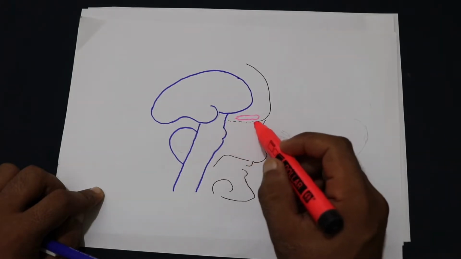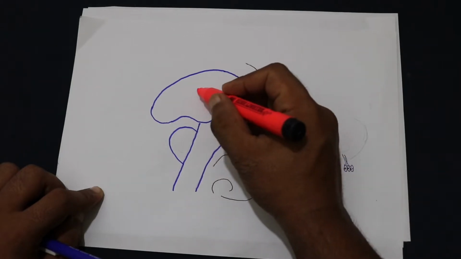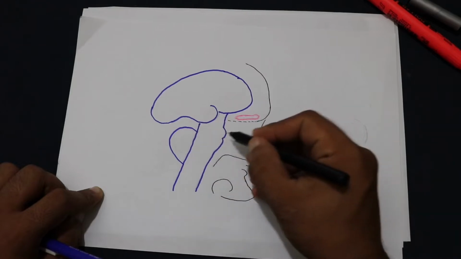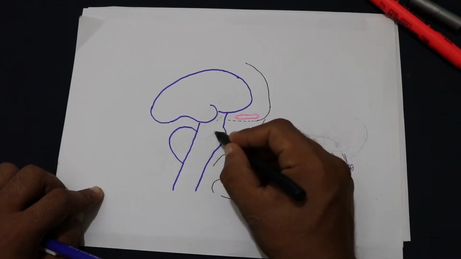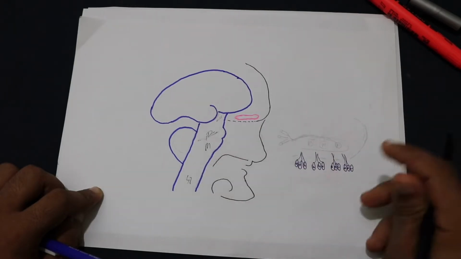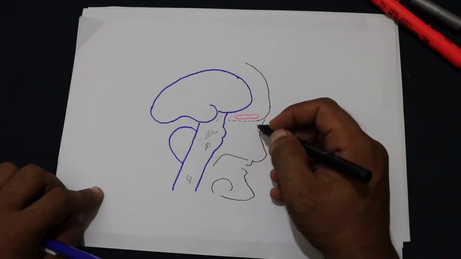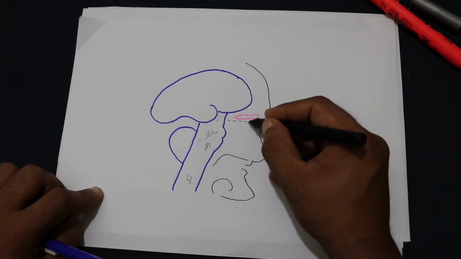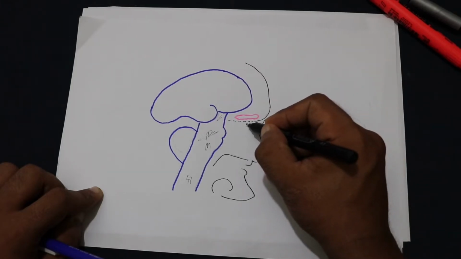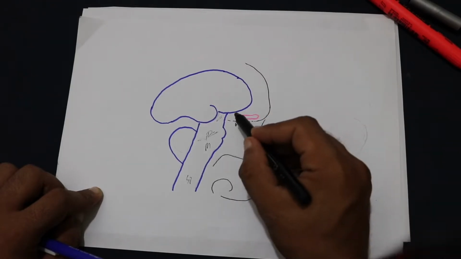This is your cribriform plate, this is your forehead, this is your nose, this is your cerebrum. This is your cerebellum, this is the midbrain, this is your pons, this is the medulla, and this is the continuation of the medulla, which is the spinal cord. In the forehead, above the cribriform plate, there are some spaces. Through these spaces you have your olfactory nerve, which is your first cranial nerve.